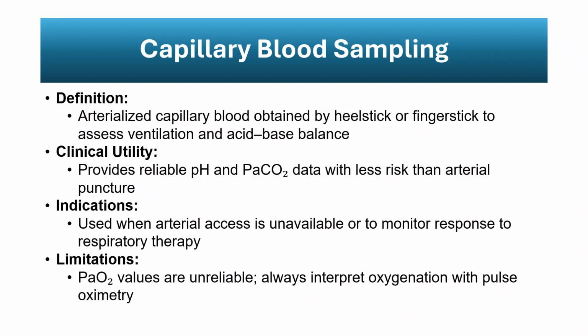Capillary sampling carries less procedural risk than arterial puncture and reduces the frequency of invasive line access. It remains especially useful for stable infants on non-invasive respiratory support or during recovery phases when frequent trending is needed without compromising blood volume.